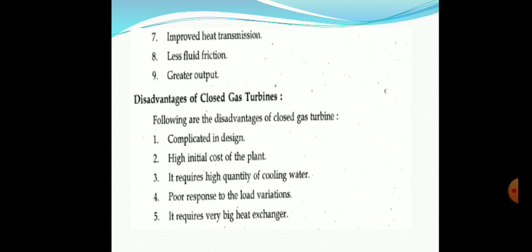Next, disadvantages of closed gas turbines. The following are the disadvantages of closed gas turbine: complicated in design, high initial cost of the plant, it requires a high quantity of cooling water, poor response to load variations, and it requires a very big heat exchanger.